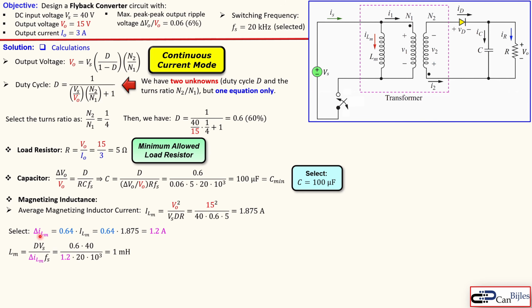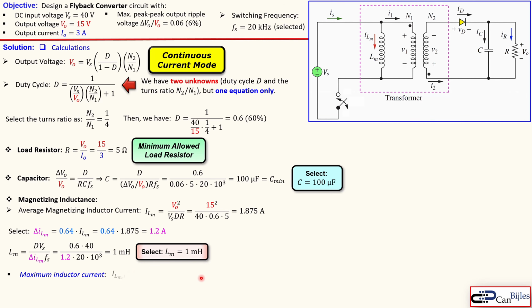Now if I use this value, the peak value of the inductor current, and also the duty cycle, the input voltage and switching frequency in this formula, that will result in 1 millihenry for my magnetizing inductor. This is also the minimum, so we need to select this. You can go above, but this is what I want, and I select this as 1 millihenry for this example.